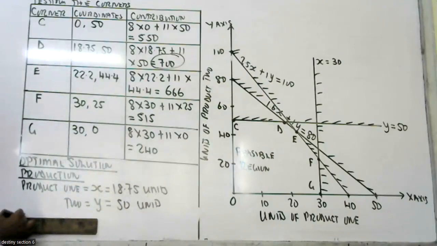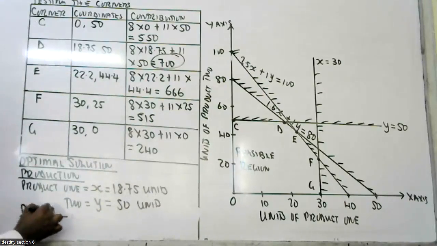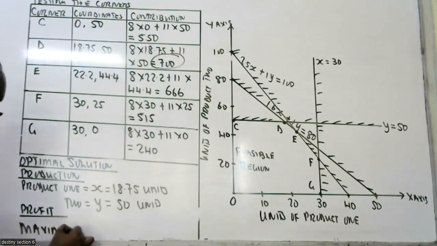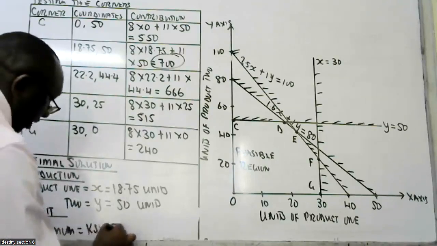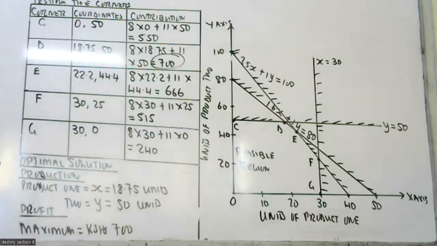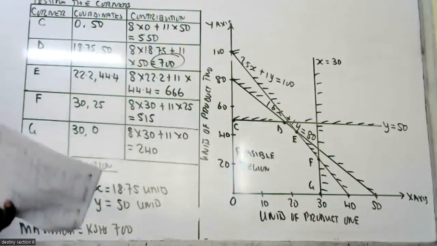Then you tell us here the maximum profit, it is Kenya shillings 700. So that is what was required to do that. So we stop at that point.